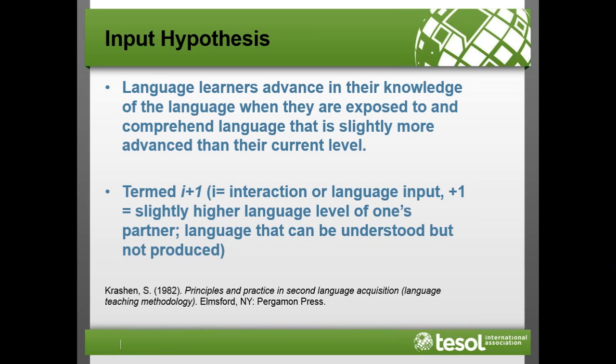steady gains. And so this is also termed the I+1, where I is the interaction or the language input, and this +1 is language that's just a little bit higher than their comfort level. So for example, if their partner, who could be their teacher, is pushing the envelope just a little bit with language in terms of complexity and vocabulary, it's language that can be understood but maybe not yet produced.